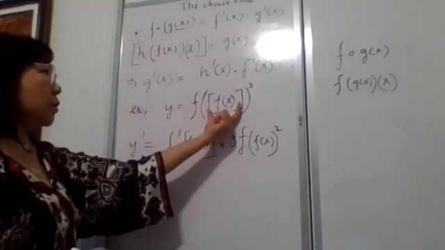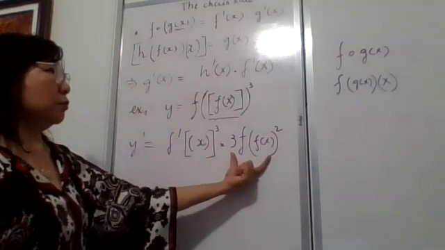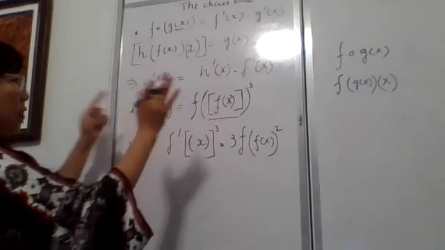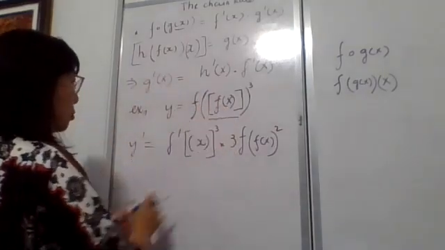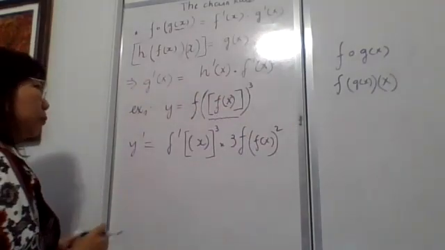So I take the derivative of the inner function, and then I take the derivative of the outer function. So if they give you a notation like that and ask you to take the derivative of this, this is how you do it.